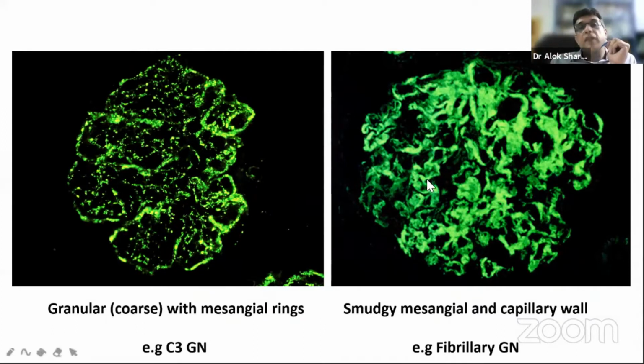And the picture on the right is a typical picture you get in fibrillary glomerulonephritis. It's a smudgy kind of mesangial and capillary wall staining. There is no typical granularity to it. It's just a smudgy kind of staining. Once you look at this picture, you can actually suspect fibrillary GN. Most of the time it's IgG which gives this pattern in fibrillary GN.